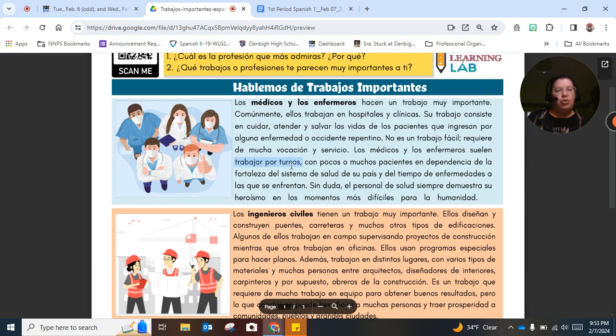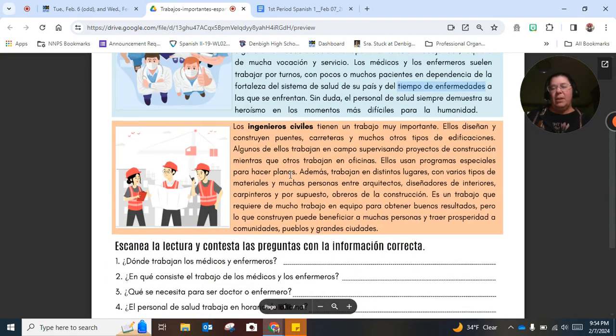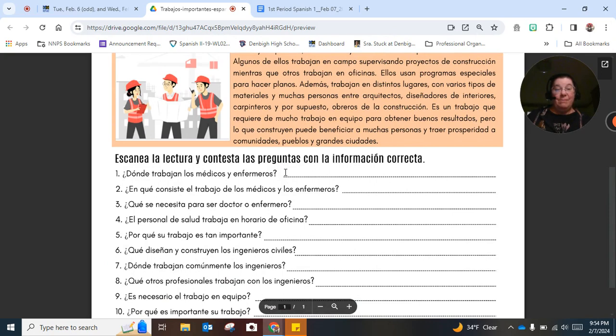Trabajar por turnos, work turns. Pocos, muchos pacientes, few, much patients. Independencia de, kind of independence of. Tiempo de enfermedades, time of sickness. Think about that. What can that all put together? Pause. Come back when you're ready.